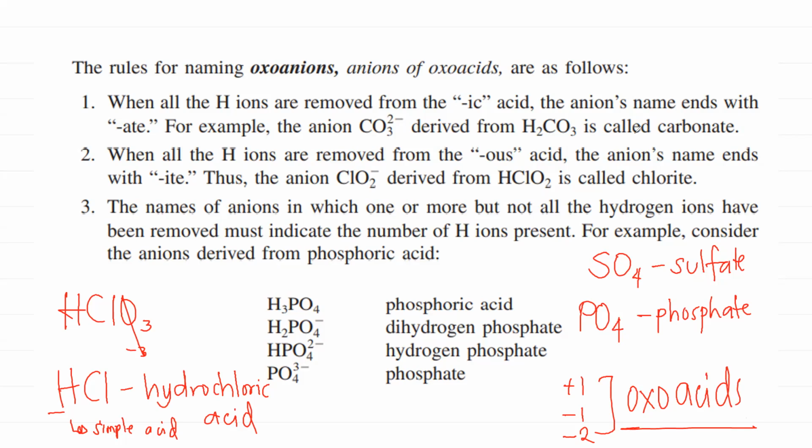So the rules in naming the oxoanions or anions of the oxoacids are as follows. So when all the hydrogens are removed from the IC acid, the anion's name ends with 8. So partner na siya, class. 8 is partnered with IC. Meaning if the acid ends with IC, class, ang polyatomic ion na partner niya always nag-end sa 8.